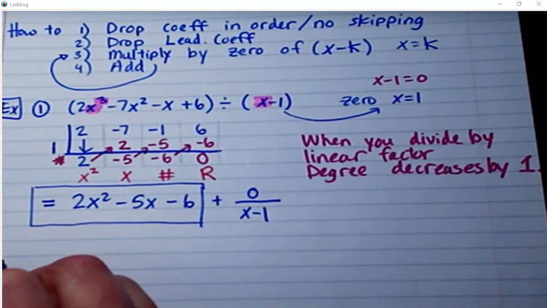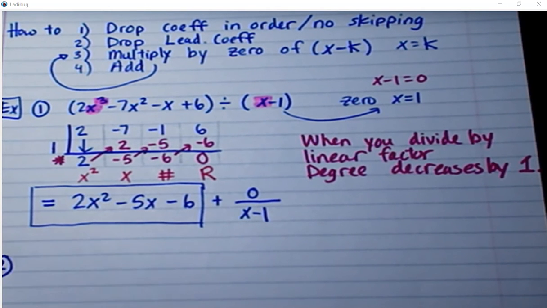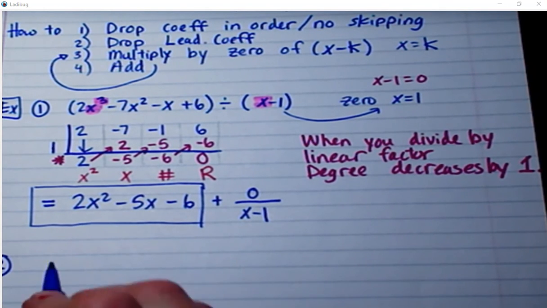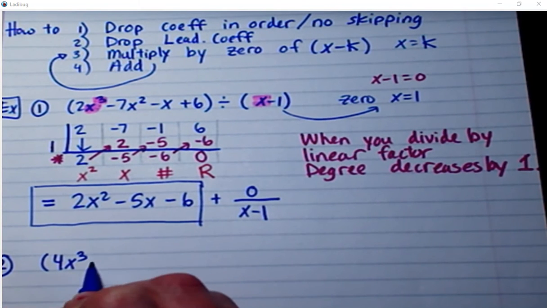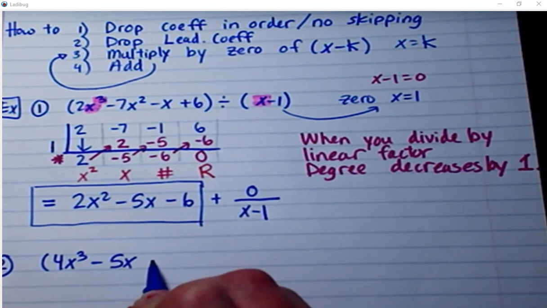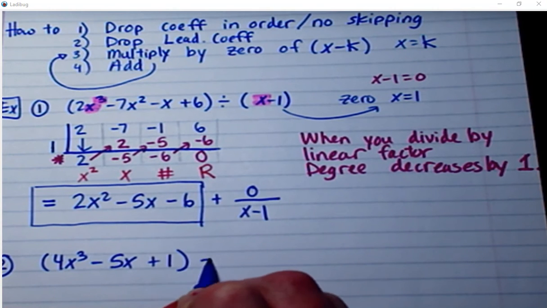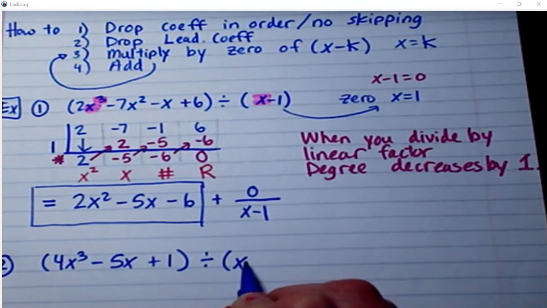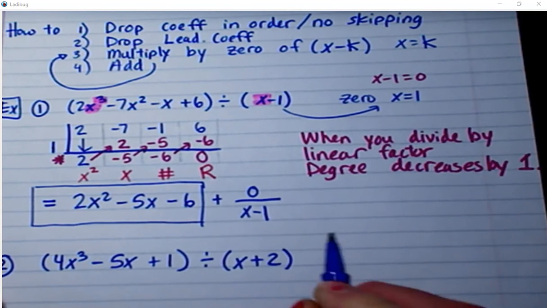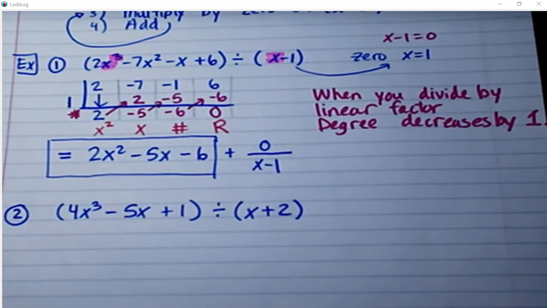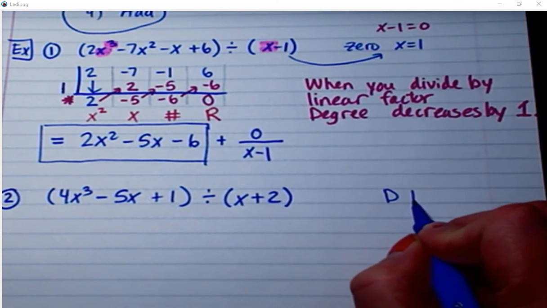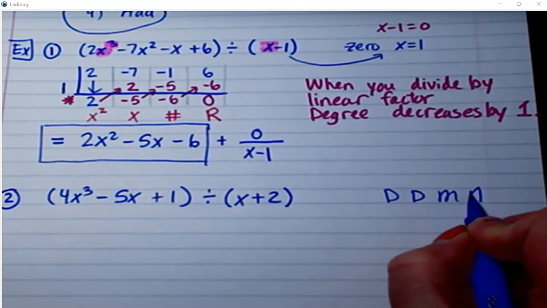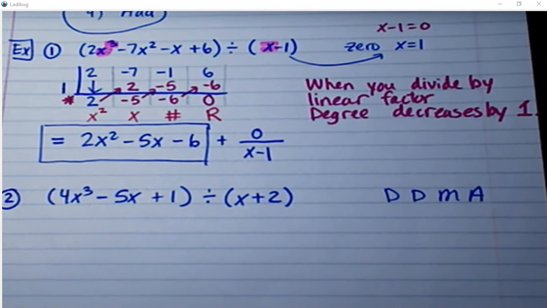Okay, so here we go. We're going to do it again, and I'm going to walk you through it, and then I'll give you one to set up yourself. Okay, so 4x cubed minus 5x plus 1 divided by x plus 2. Right, so that's my problem. Drop, drop, multiply, add. Drop, drop, multiply, add.